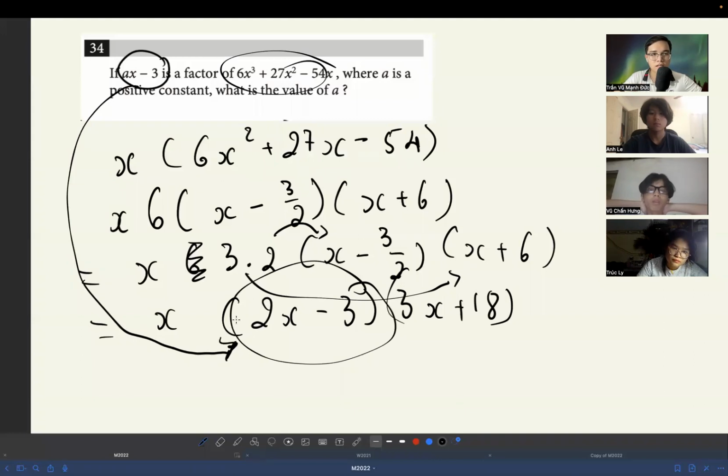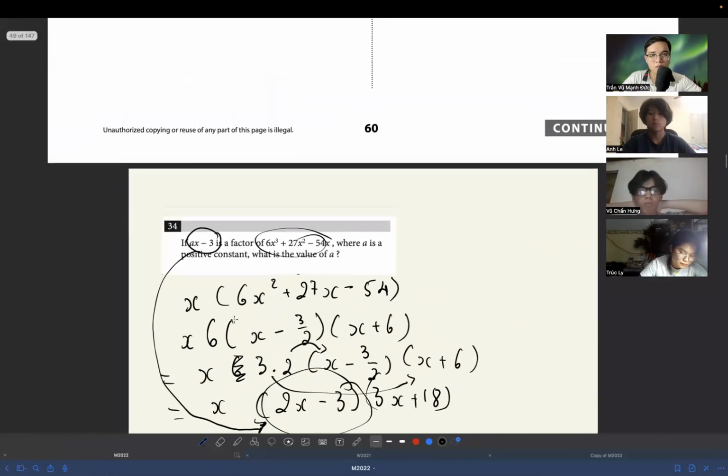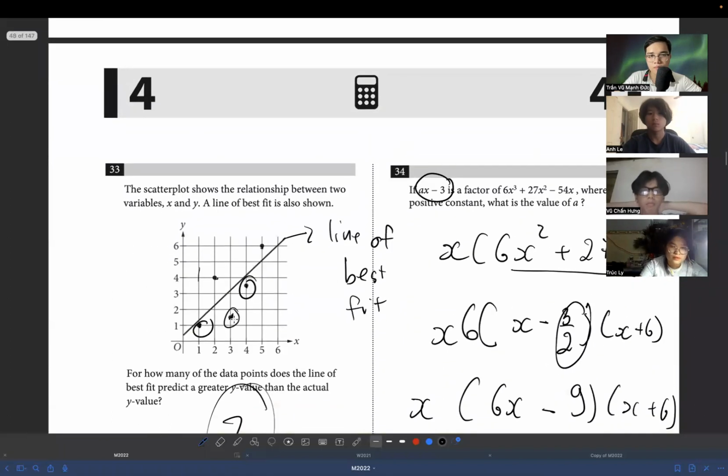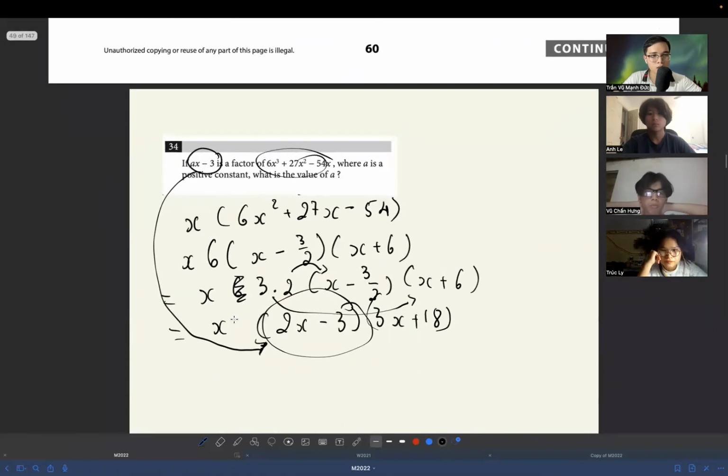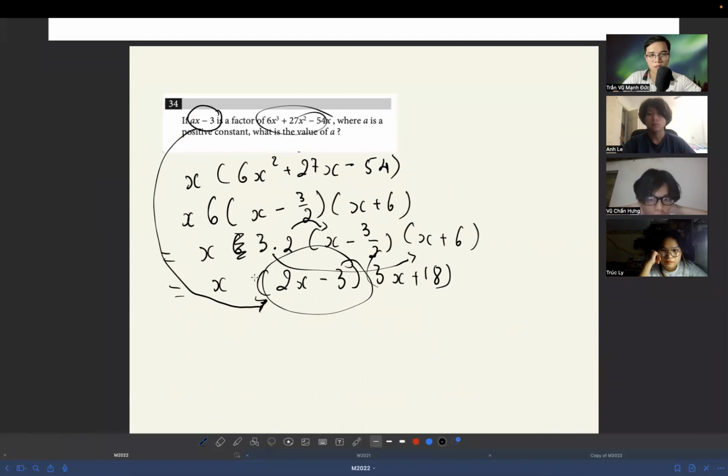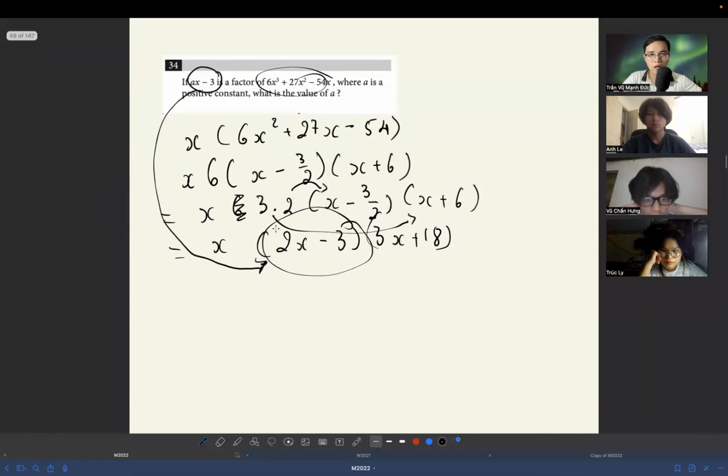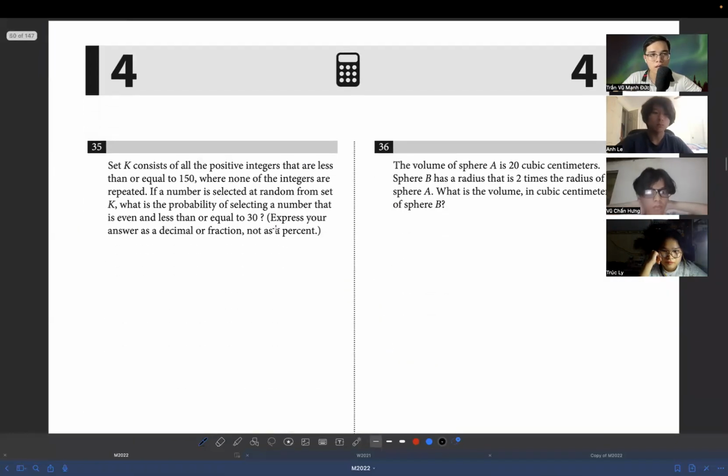This is a bit tricky. It's a bit cheeky, to be honest. And oh, didn't expect that. 34. Right. Please do tell me if you don't understand any part of what I'm explaining.